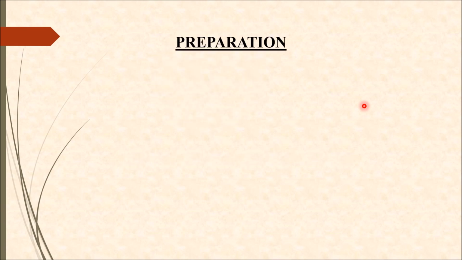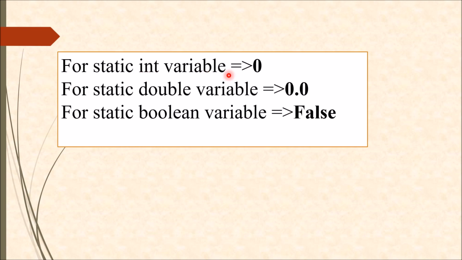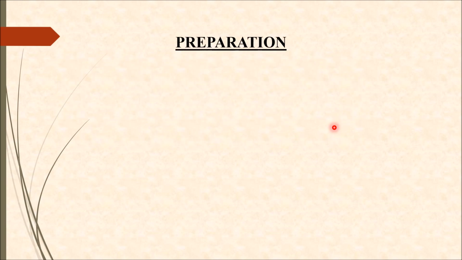The next activity is the preparation. Preparation is nothing but, for whatever static variables are in our test.java file, allocating memory for these static variables and assigning them the default value. Allocate the memory and assign them the default value. This is the main task of the preparation phase. Now what are the default values? For static int variables, the default value is 0. For double variables, the default value will be 0.0. And for boolean variables, the default value will be false. All these default values are assigned to the static variables inside this preparation phase.